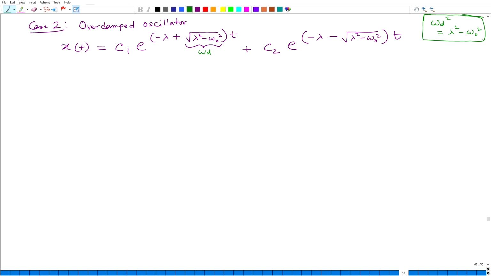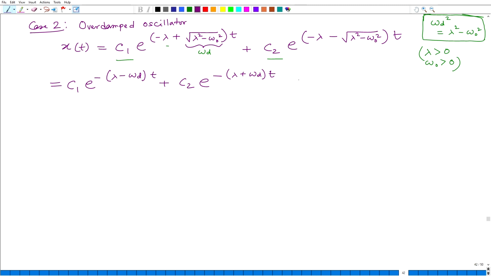Okay. Now, everything is real over here: C1, C2, lambda, omega 0, all are real. And also we know that lambda and omega 0 are positive as well. So here lambda is positive, omega 0 is also positive by construction, that is how we choose. So then I can write this is equal to C1 e to the power minus lambda minus omega d t plus C2 e to the power minus lambda plus omega d t.